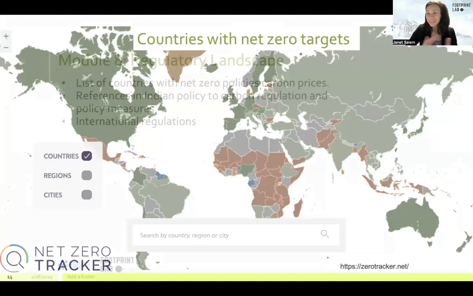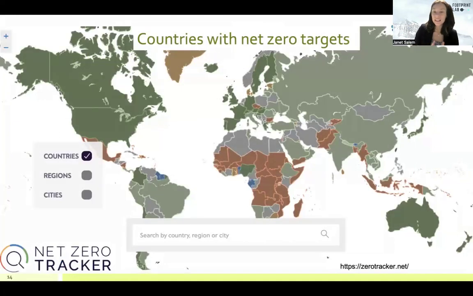Well, it all starts when a company decides to set a net zero target. And that means there are no net emissions to the atmosphere. So here you can see which countries in the world have set a net zero target. And I really encourage you to go to zerotracker.net so that you can explore interactively. And also the different colors mean something.